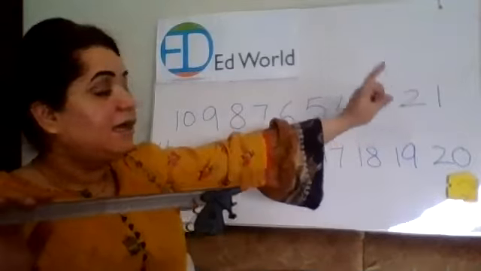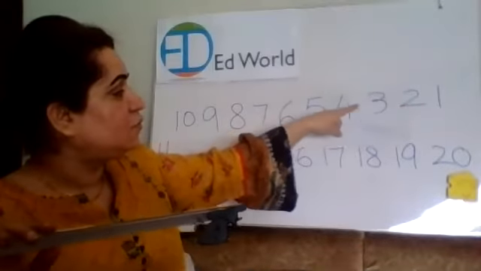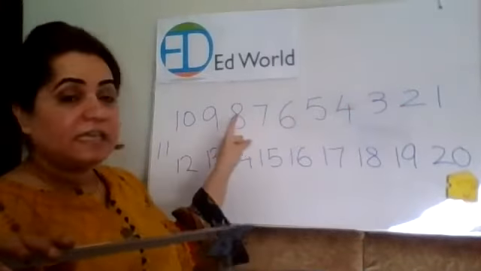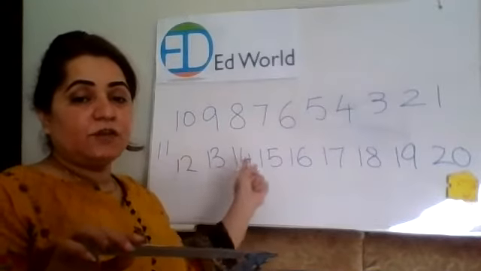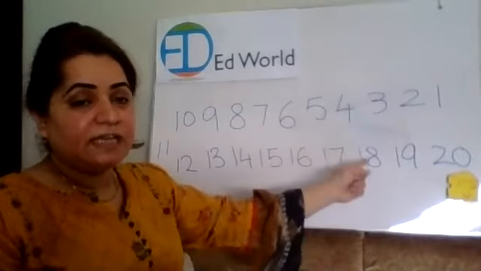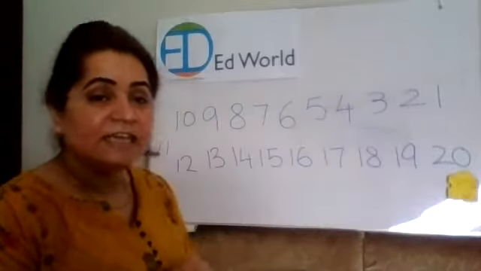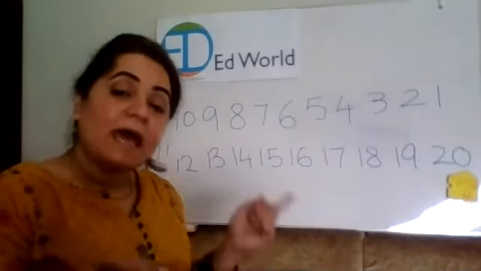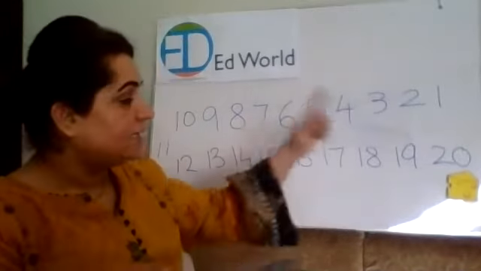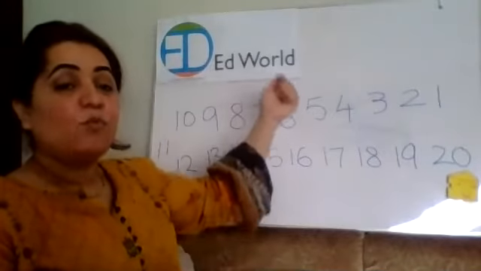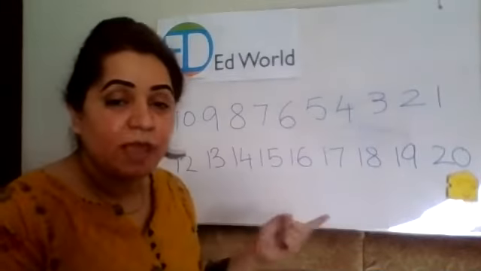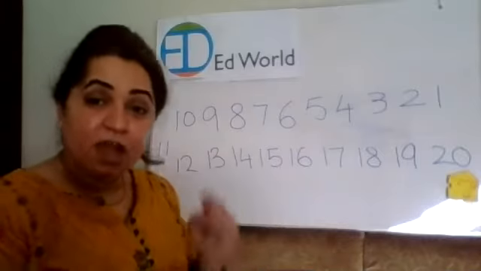He took the number 1, then 2, 3, 4, 5, 6, 7, 8, 9, 10, 11, 12, 13, 14, 15, 16, 17, 18, 19, and 20. And if he has to go back, he has to take the same route to reach the number 1, because that is the way he is going to reach his home.